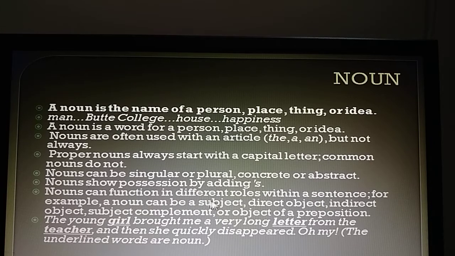For example, a noun can be a subject to a verb, or direct object or indirect object, subject complement or object of a preposition. The young girl brought me a very long letter from the teacher, and then she quickly disappeared. Oh my. The underlined words are nouns.